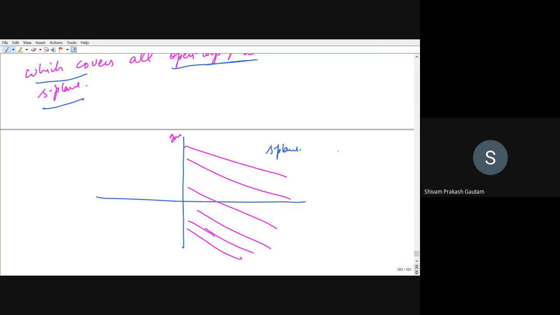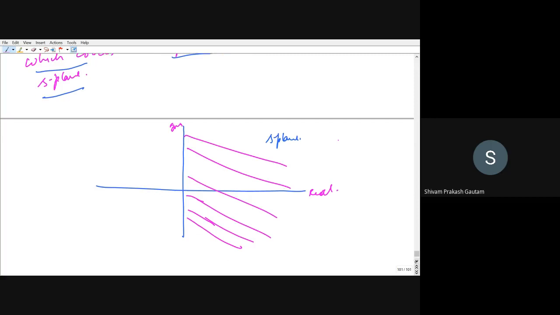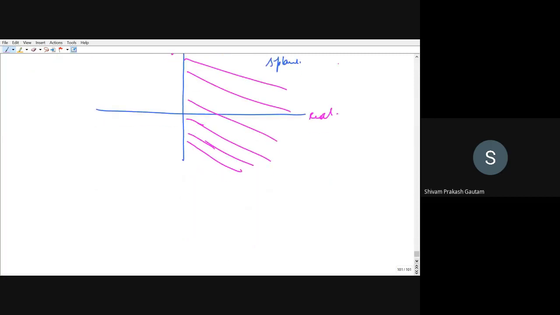Suppose this is the imaginary axis, this is the real axis. So the Nyquist contour is a closed path which covers all the open loop poles in the right hand side of the S plane. You can see I have drawn it like this. I can also represent the Nyquist contour like this. Just pay attention. Let us suppose this is how I can represent it.